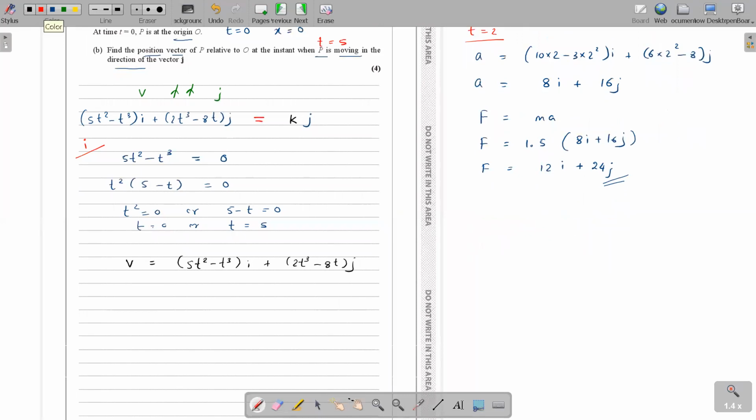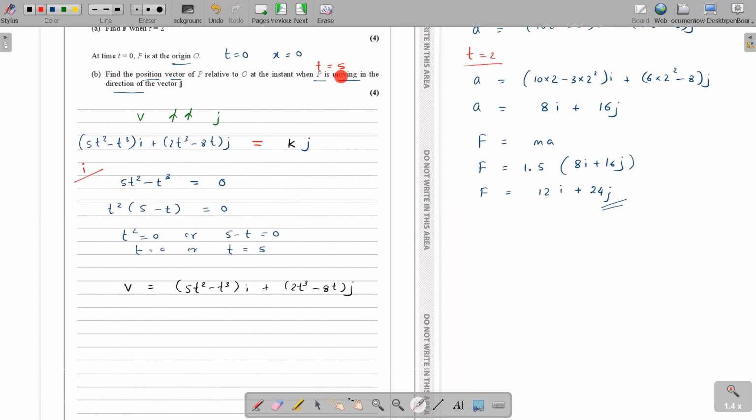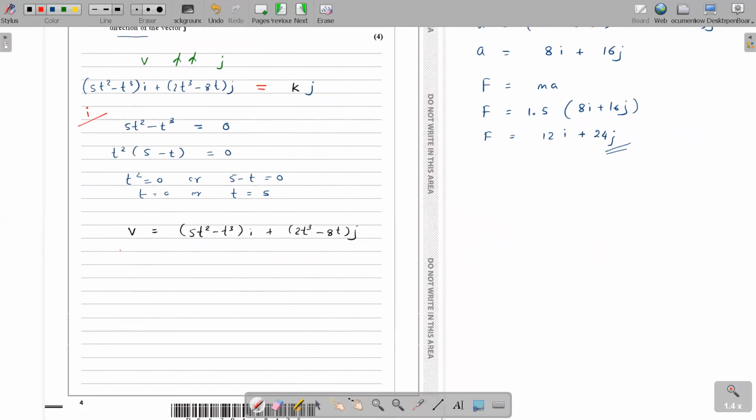Children, what do you get when you integrate? You have to do this until time equals 5, so at the end you need to find the position vector when time is 5. You can directly do the integration. Integrating 5t square gives 5t cube over 3; integrating t cube gives t to the power 4 over 4. Remember to put the i, since we are working with the position vector. For the j part, integrating 2t cube gives 2t to the power 4 over 4, and integrating 8t gives 8t square over 2. Without limits, you have to put the plus c.